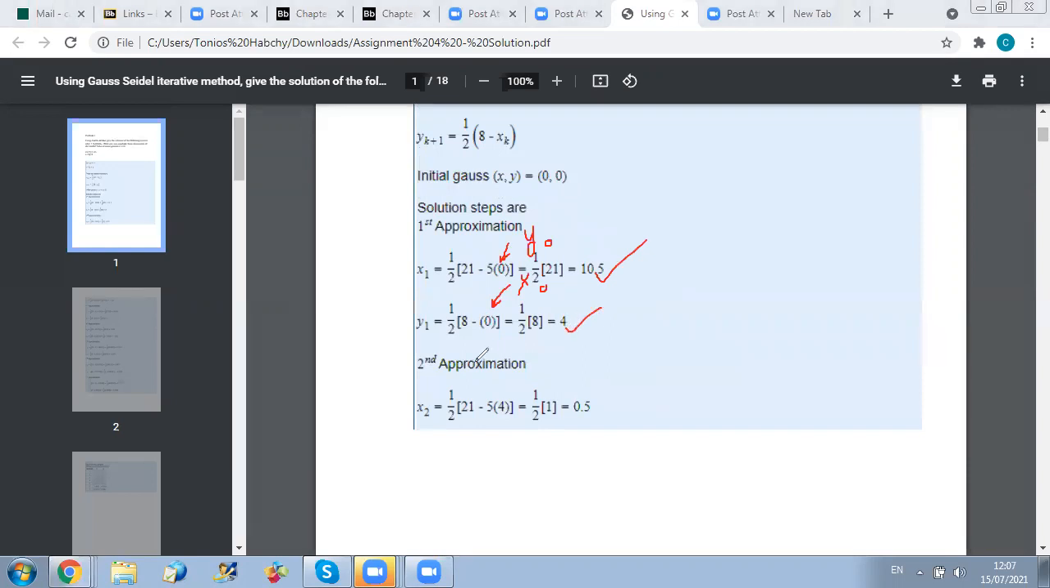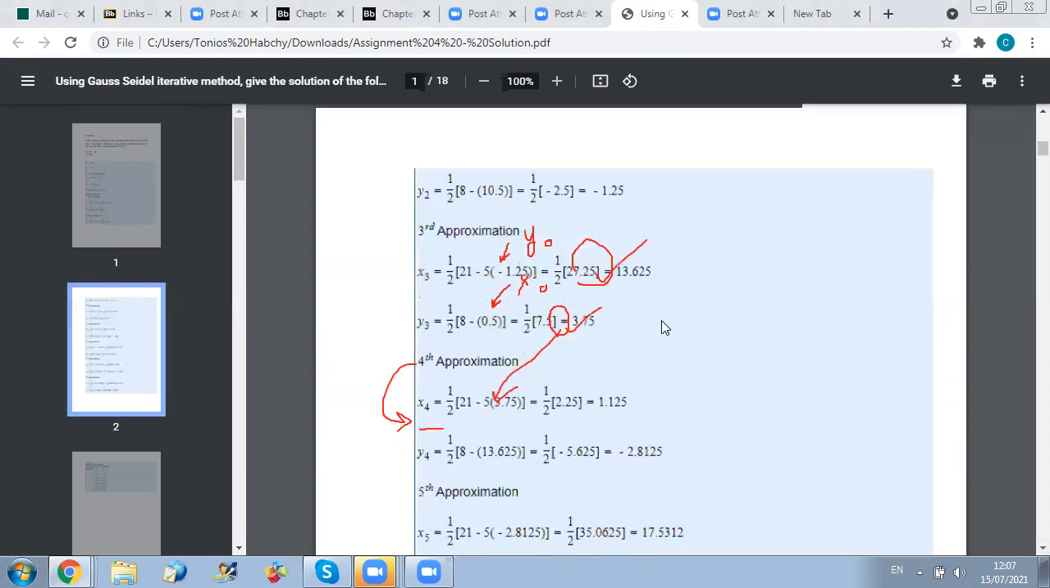Once you find them, now in the second iteration, in the expression of x2, you should use y1. y1 is 4. So you replace y by its value at the previous iteration. And now in the equation of y2, you will use the value of x1, which is 10.5. So to calculate y2, you will use x1 equal to 10.5. Now you have the new values x2, y2.